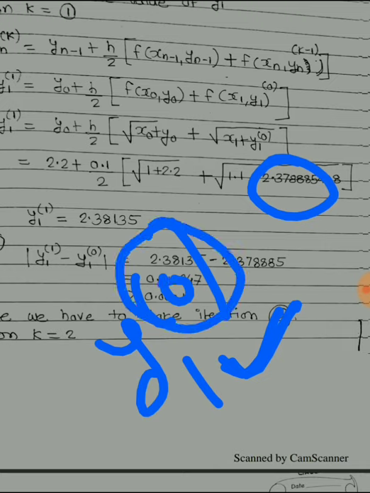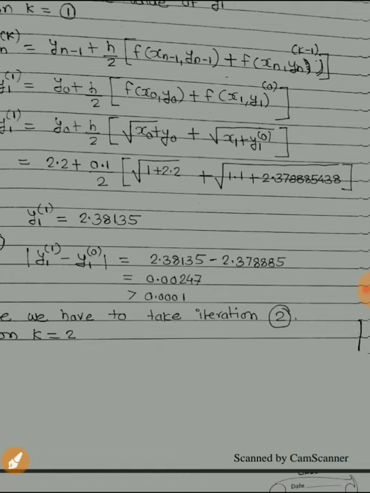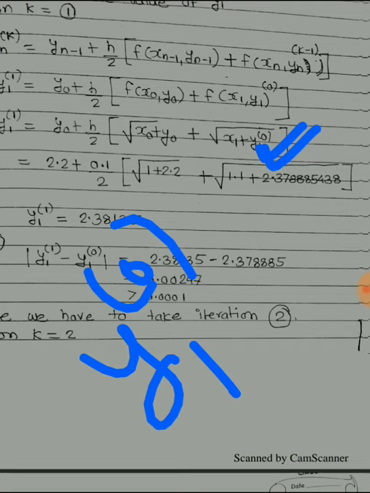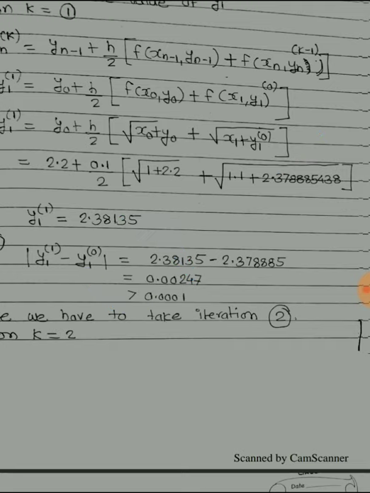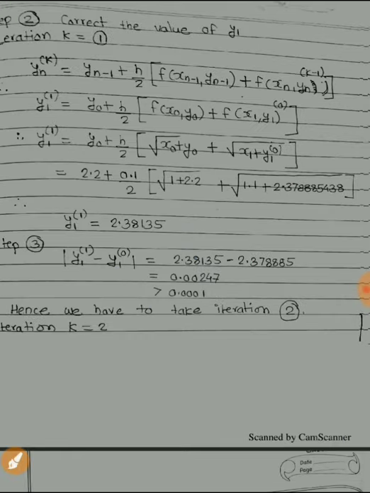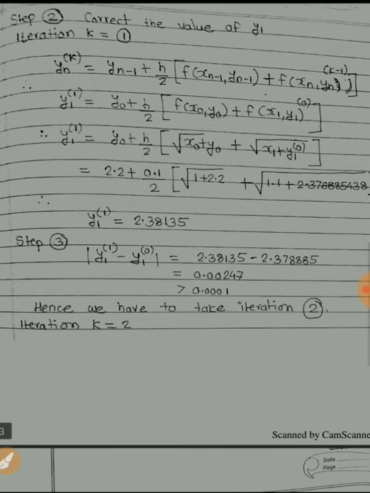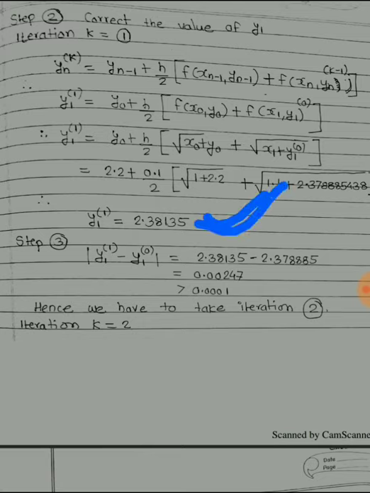This 0 represents that there was no correction. When I make the iteration for the first correction, this becomes 1. When I make the second iteration for correction, this is going to become 2. Here there was no correction, that is why this value was y1 raised to power 0. Hope everyone understands this. Okay, so if I calculate this, I will get y1 raised to power 1 is equal to 2.38135.